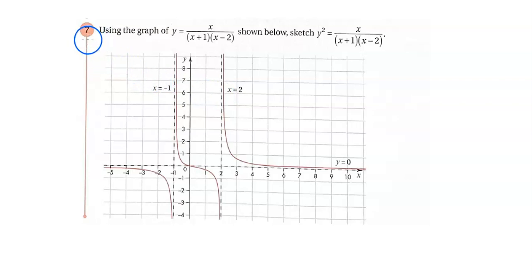Exercise 2.3a, question 7. Using the graph of y equals x divided by (x plus 1)(x minus 2), shown below, sketch y squared equals the same thing.